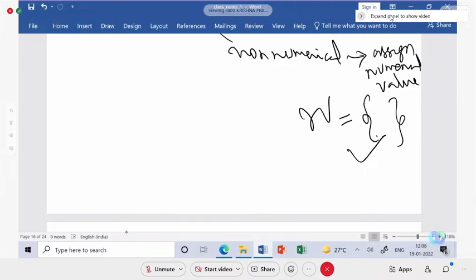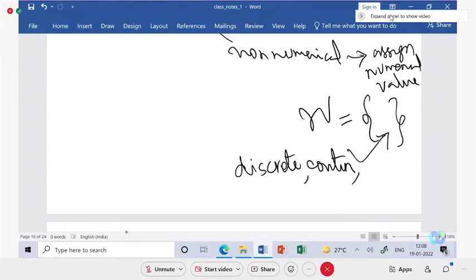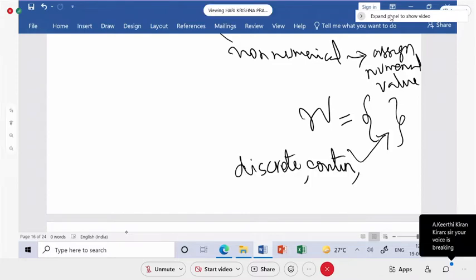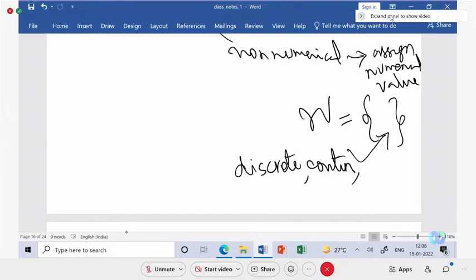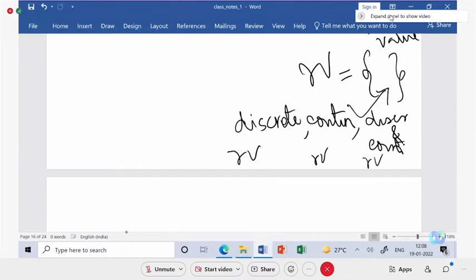The values can be considered sometimes continuous, sometimes discrete. So based on this, in the case of a continuous random variable, the values are continuous. When the variable takes values discrete as well as continuous, we refer to that as a mixed random variable.